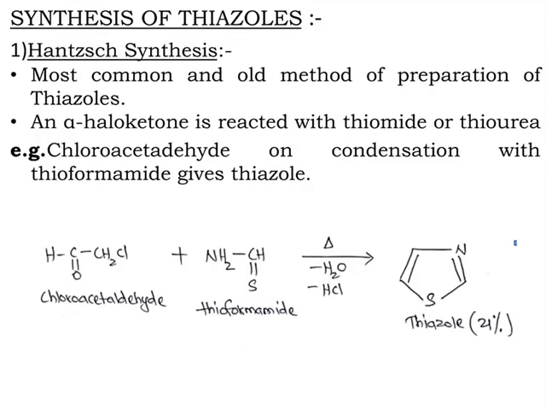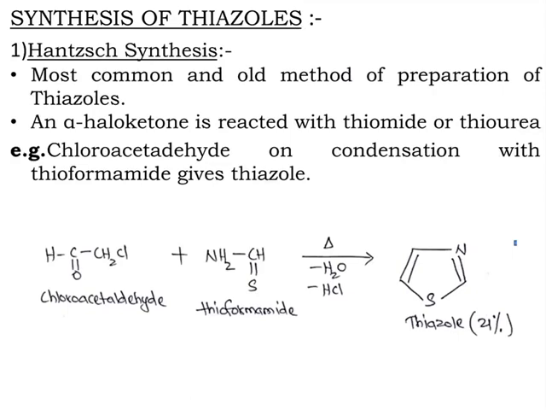Now let's see different methods of synthesis of thiazoles. First method of synthesis is Hantzsch synthesis. It is the most common and oldest method of preparation of thiazoles. An alpha haloketone is reacted with thioamide or thiourea.